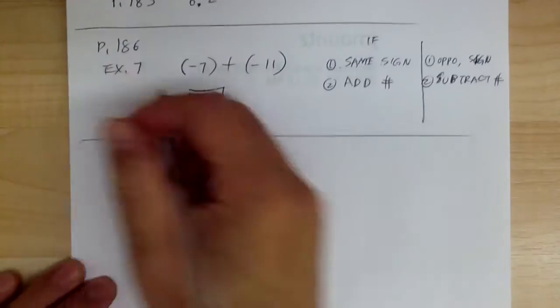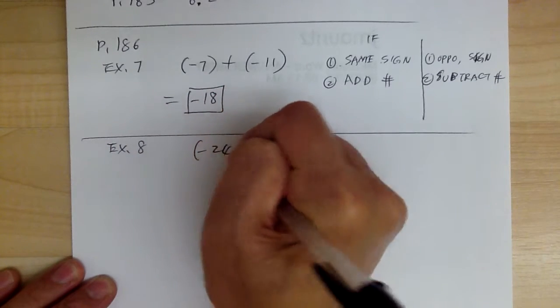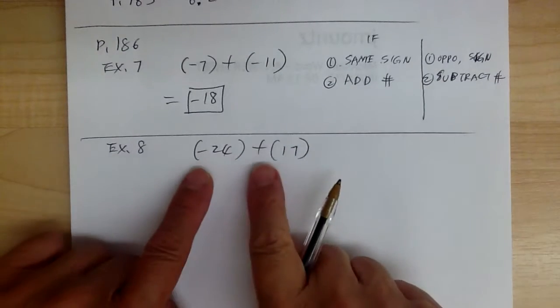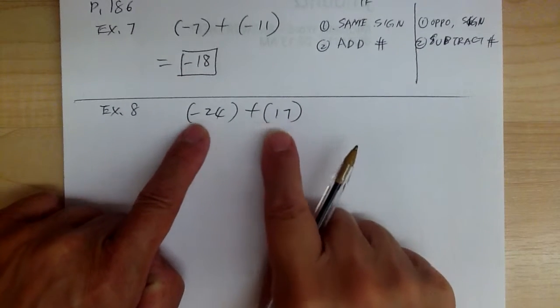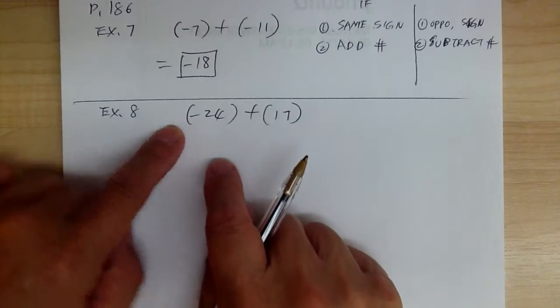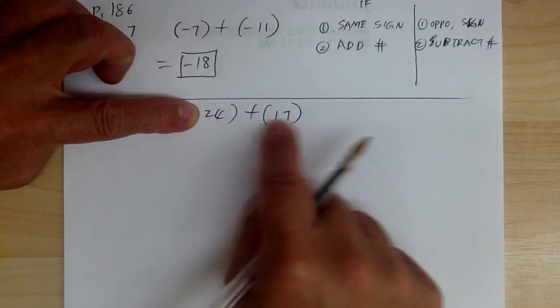So let's go and do more examples. Let's go to example 8. You have negative 24 plus 17. So again, first look at the sign. They're opposite. This is positive, this is negative. So if they're different, you have to subtract the numbers. When you're subtracting the numbers, you cover up the sign. Just look at the numbers only.